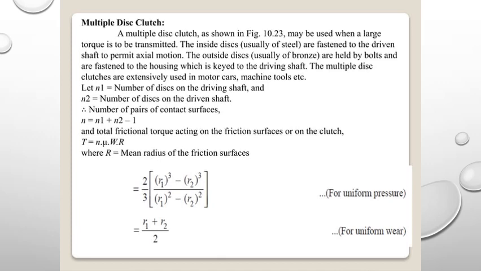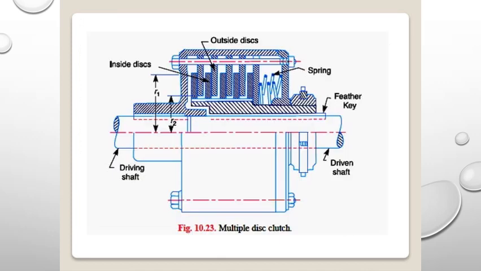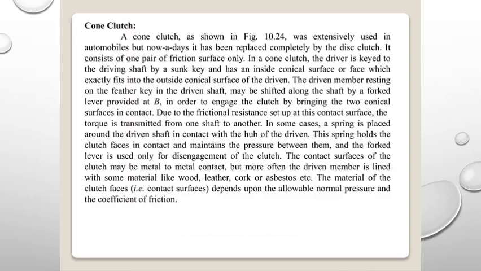That is for uniform wear. For uniform pressure, capital R equals 2 by 3 into (R1 whole cube minus R2 whole cube) by (R1 whole square minus R2 whole square). This is shown in the figure, where these are the spheres for the multiple disc clutch.